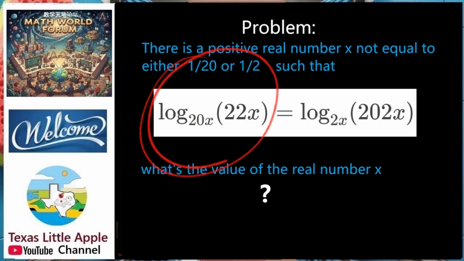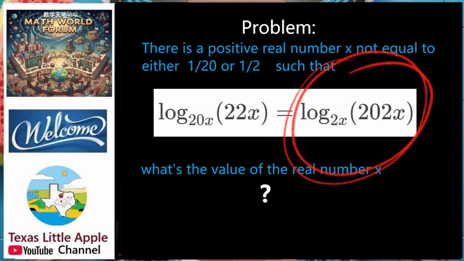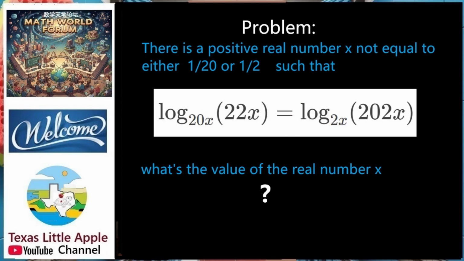On the left-hand side, we have a logarithm with base 20x, and argument 22x. On the right-hand side, we have a logarithm with base 2x, and argument 202x. Notice that the variable x is completely trapped inside both arguments, 22x, 202x, and both bases, 20x, 2x. At first glance, this problem looks quite challenging. So, how do we approach it? Let's think about it for a moment.